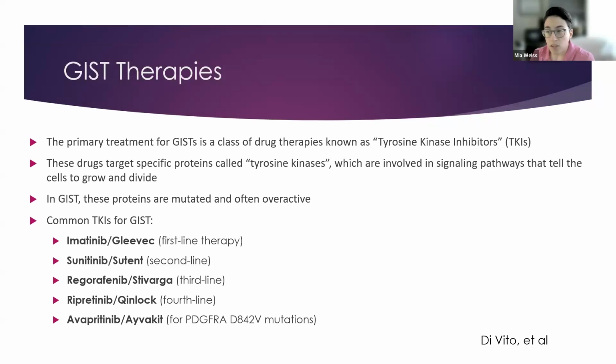So the common tyrosine kinase inhibitors used in the treatment of GIST, we all know imatinib or Gleevec, which is often the first-line therapy, Sutent or sunitinib, Stivarga, otherwise known as regorafenib, Qinlock or ripretinib, and then Ayvakit or avapritinib. And we're going to be talking about the first four in terms of side effects, just because they're the most common that we see in clinical practice.